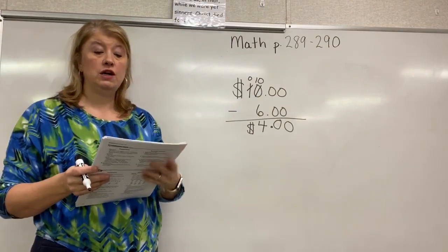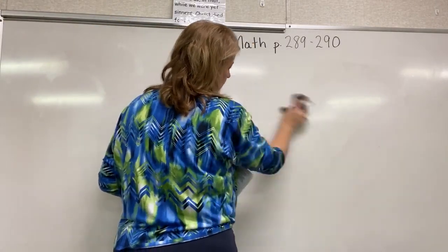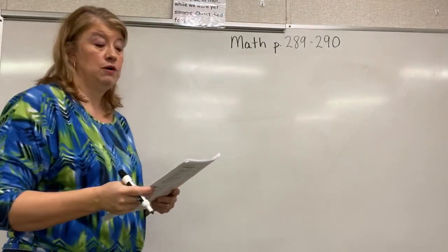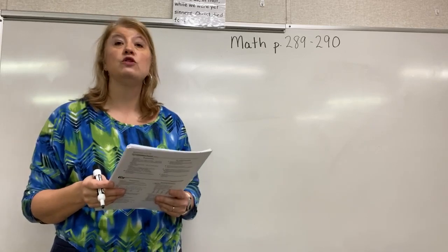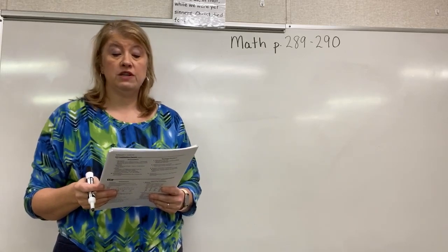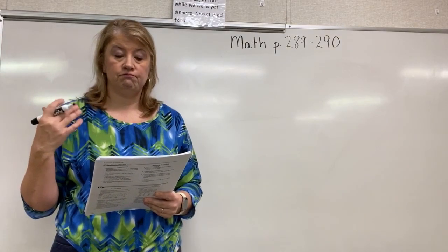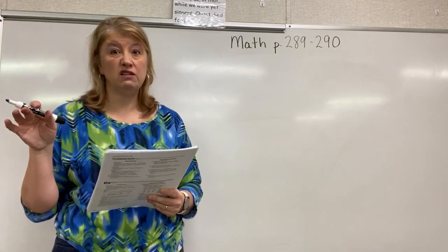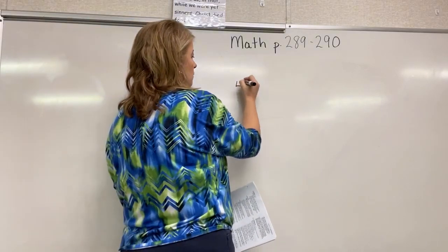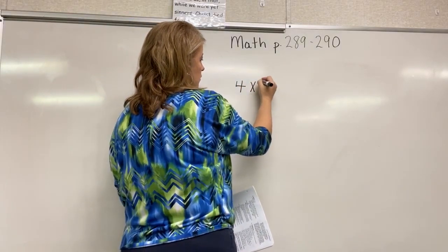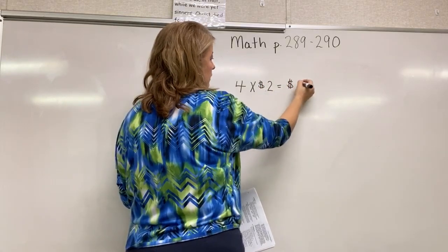Now let's do another one about Emily. Emily bought 4 elk magnets for her friends. Each magnet cost $2. How much money does she need? First we have to figure out how much money she even needs. 4 magnets at $2 would be 4 magnets times $2, would be $8.